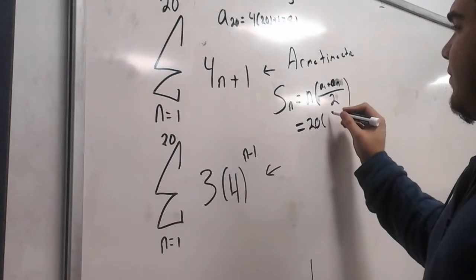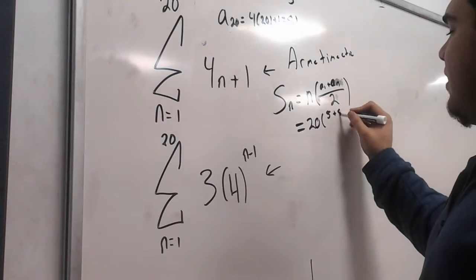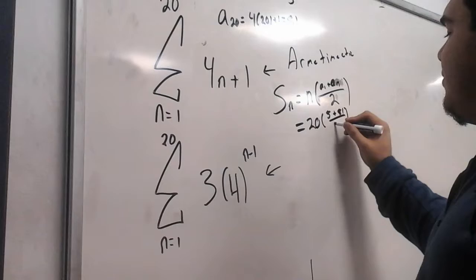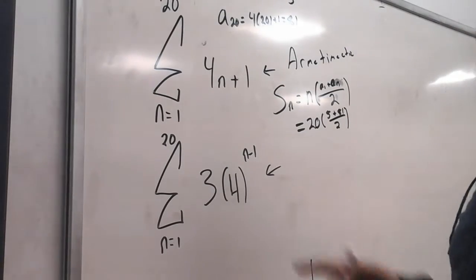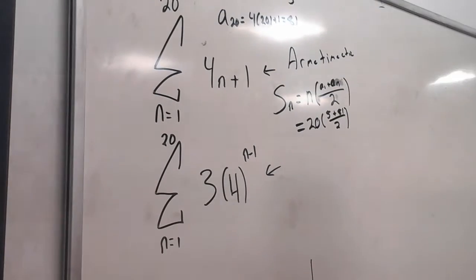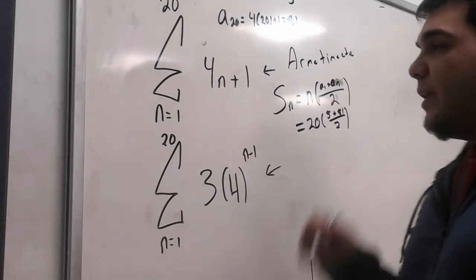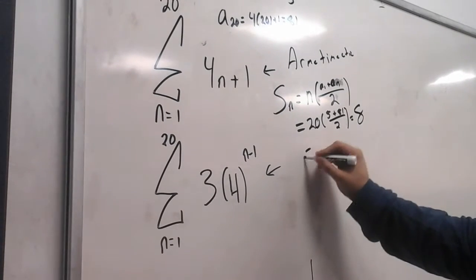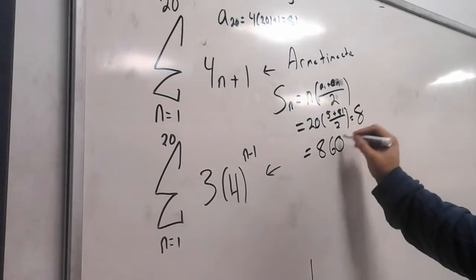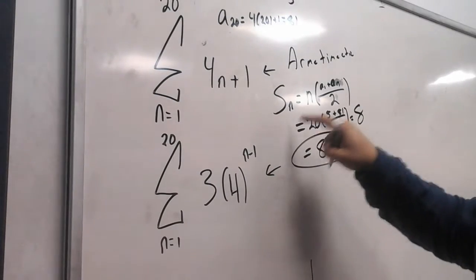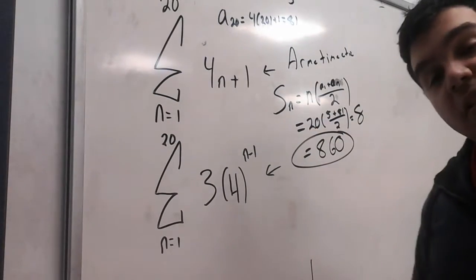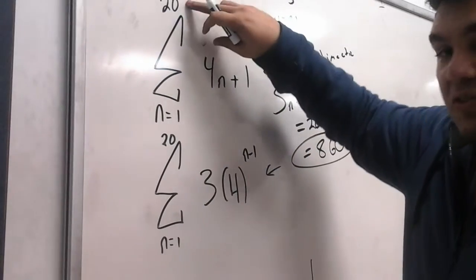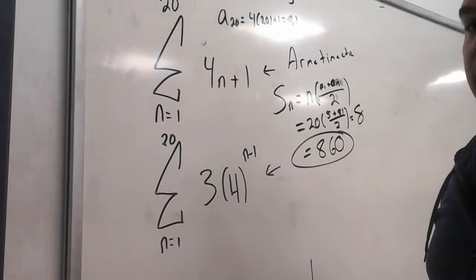Now I'm just going to plug it into the equation very quickly. 20 times 5 plus 81 over 2. 5 plus 81 is going to be 86. 86 divided by 2 is going to be 43. And 43 times 20 is going to be 860. So your answer for this one is 860, which is a lot faster than going through term 1 to 20 and adding them all up.